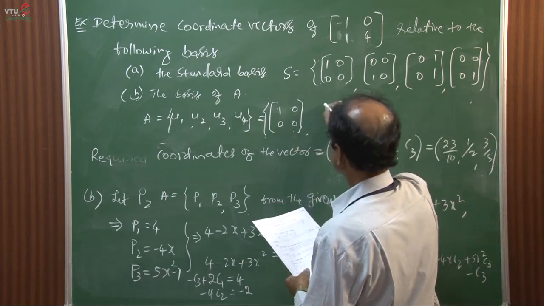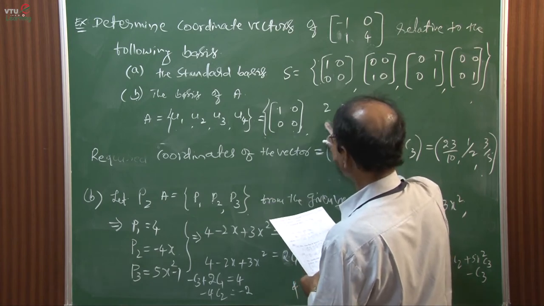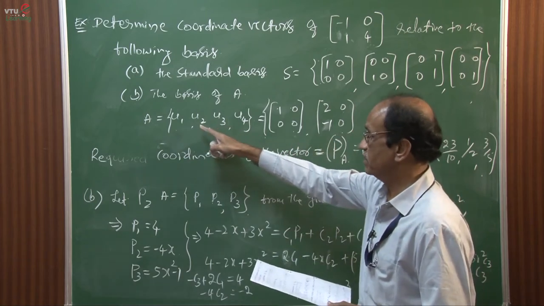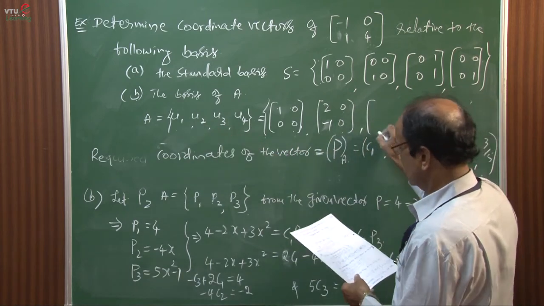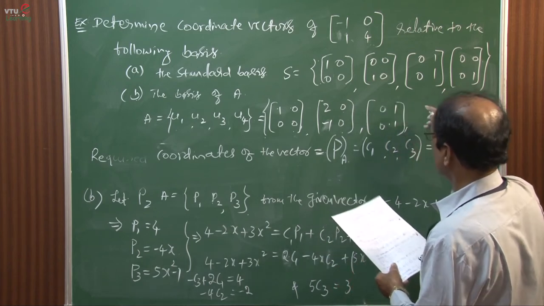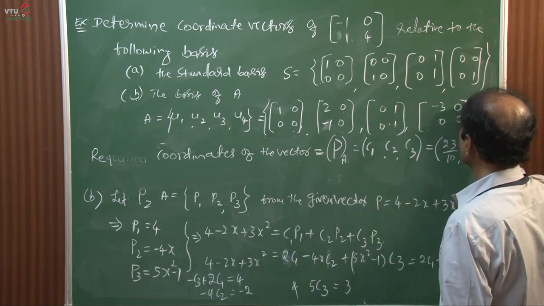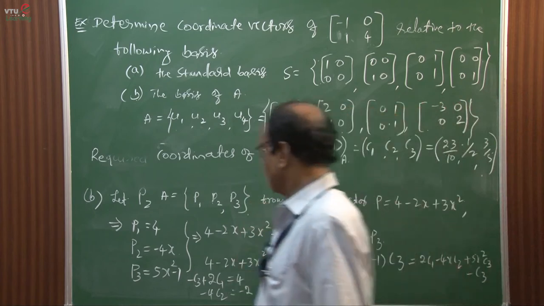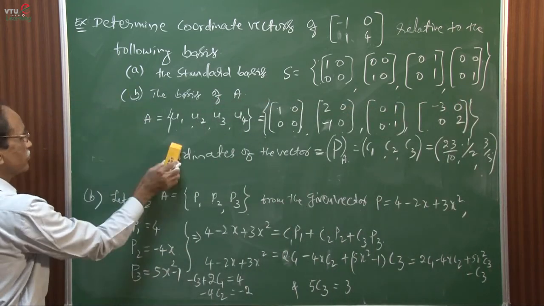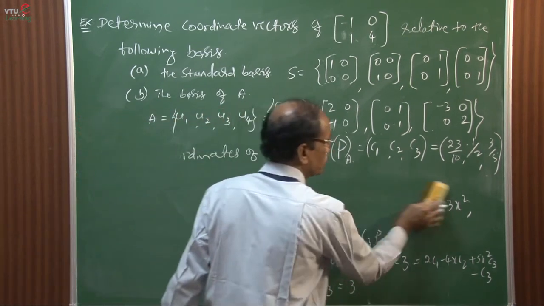Then the next matrix is 2, 0 and 0, minus 1, 0. This is the second matrix, the second vector, that is U2. Then the third matrix, 0, 1, 1, 0. And the last one, U4, minus 3, 0, and 2. So with this, we have to calculate the coordinate vectors. So let us see for the given two sets of matrices how the coordinate vectors are going to be obtained.